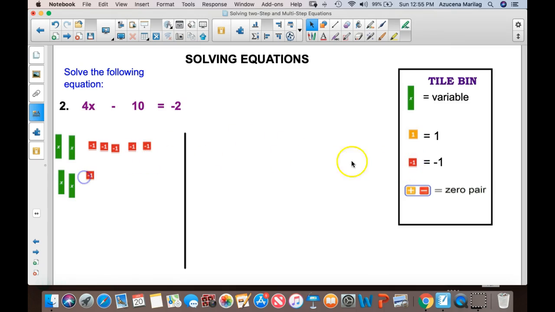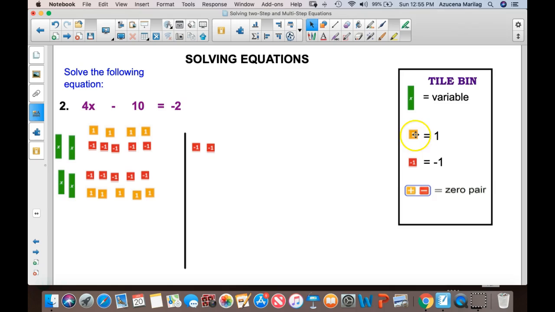And while I'm doing this, think already, how are we going to eliminate these 10 red squares? How are you gonna make it 0? If you said add 10 yellow squares, you're right. You need to make 10 zero pairs. So let's add in 10 yellow squares. And we have to make sure we add the same number of yellow squares to both the left and the right side. So this left side is almost completed.